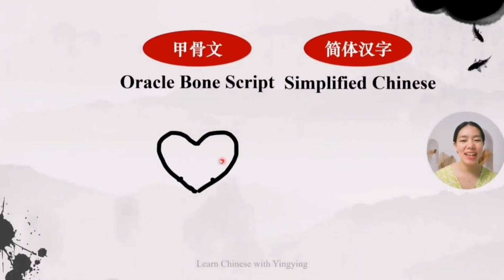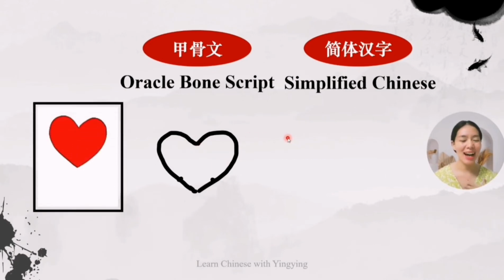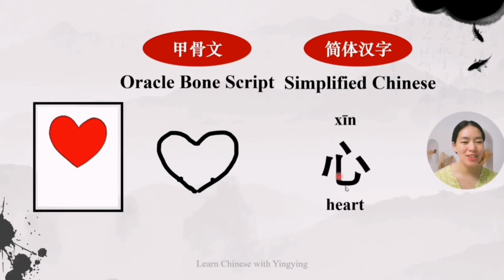Now let's look at another example. What's the meaning of it? It's quite obvious. It means heart. And this is the simplified Chinese. It is pronounced as 心. We can see this is the half circle, and this half circle becomes three short lines, but the shape of them are still similar.